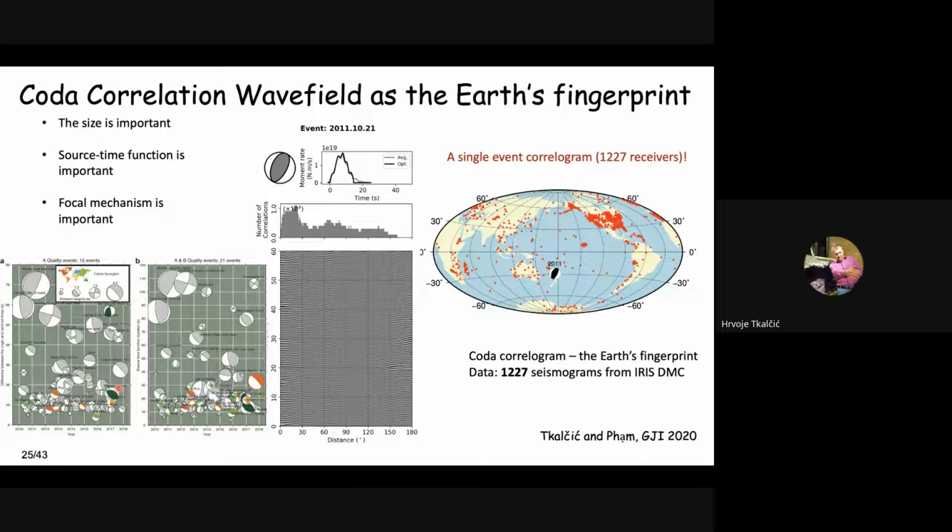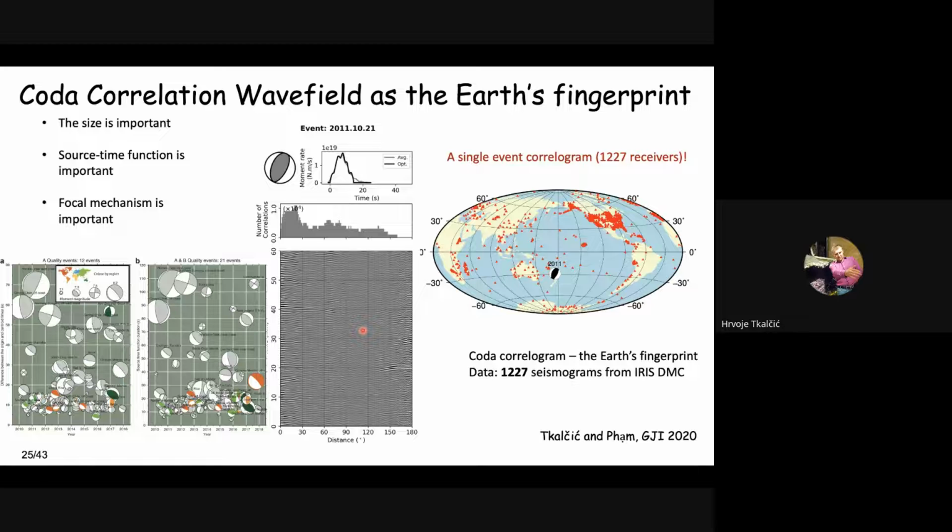Here's our search through the catalog of really large events. And what we found is that only those with particular focal mechanisms, that is either reverse or normal, and with a very simple source time function, can actually produce a correlogram that is equal in quality to the one that I showed you before. So here we now don't take 200 or 300 events.